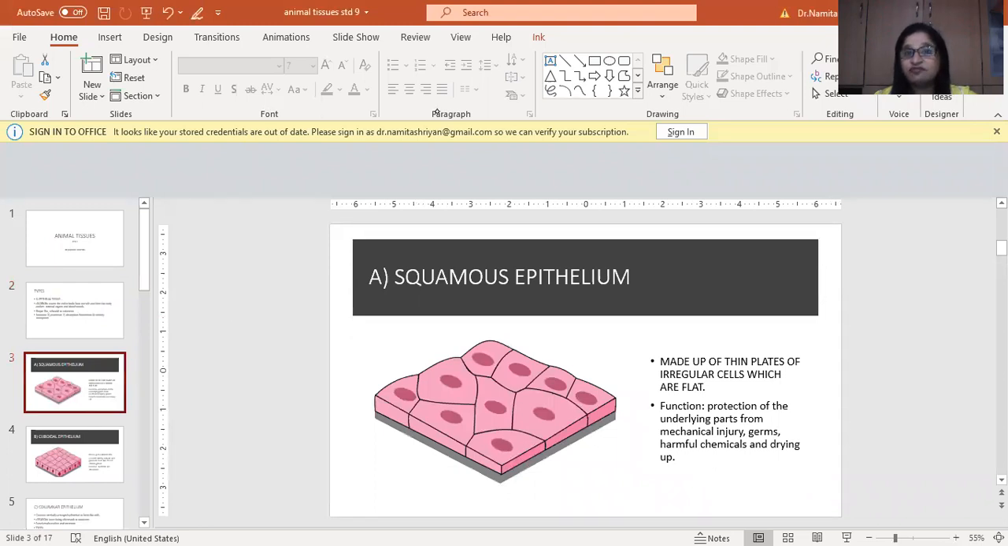So we come to the first type of epithelial tissue, right? As I said, the flat one, we call it the squamous epithelium. Please remember, whenever we talk of epithelial tissue, there will always be the presence of this basement membrane. So all the cells of the tissue will always be present on a base layer, which we call a basement membrane. And over this, the cells will be arranged.